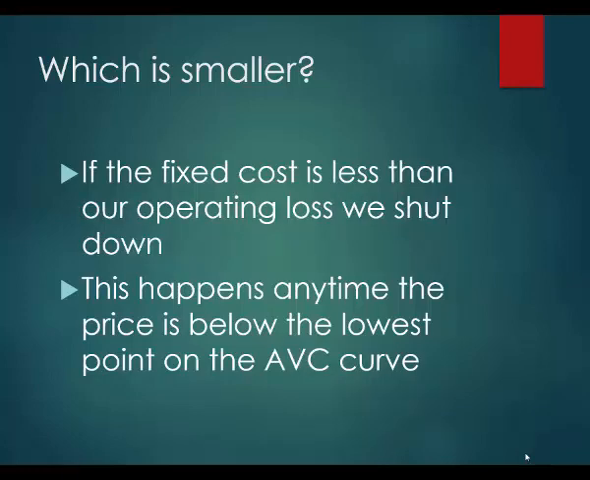So if the fixed cost is less than our operating loss, we shut down, and this is going to happen anytime the price is below the lowest point on the average variable cost curve. So what you want to do is look at that fixed cost, and if we ever get to a situation where our market price is below the average variable cost curve, the fixed costs are going to be less than your operating losses.